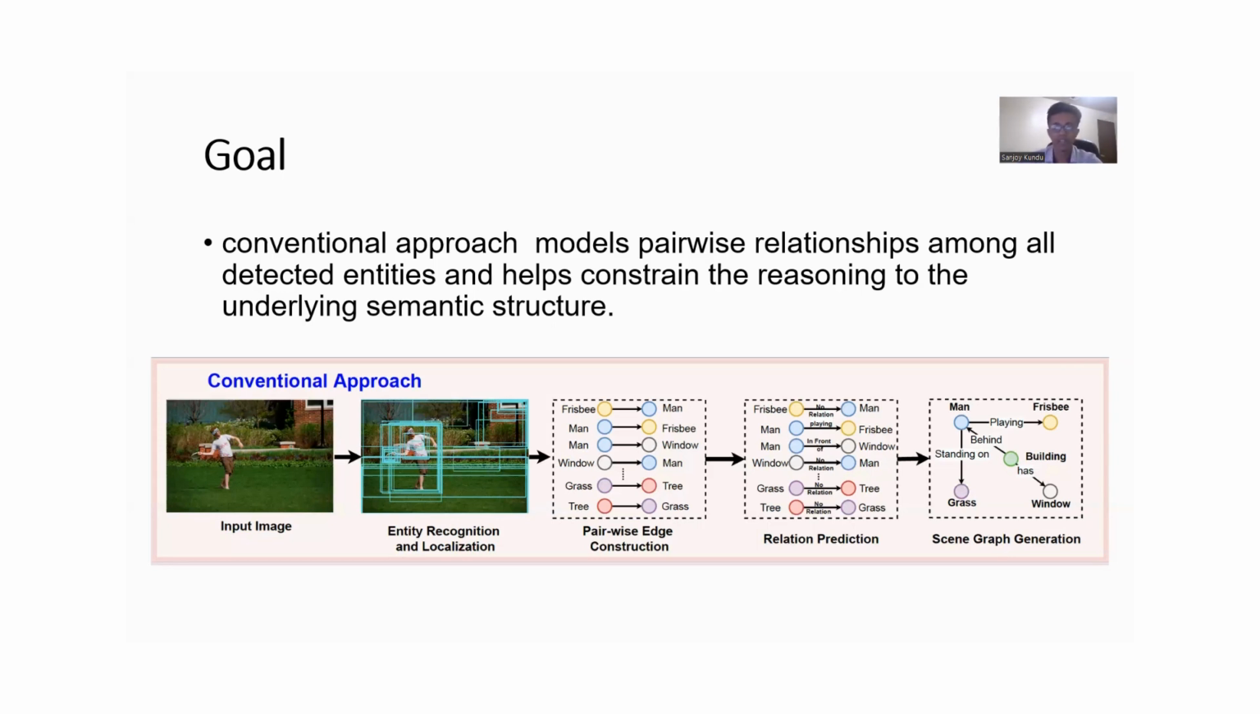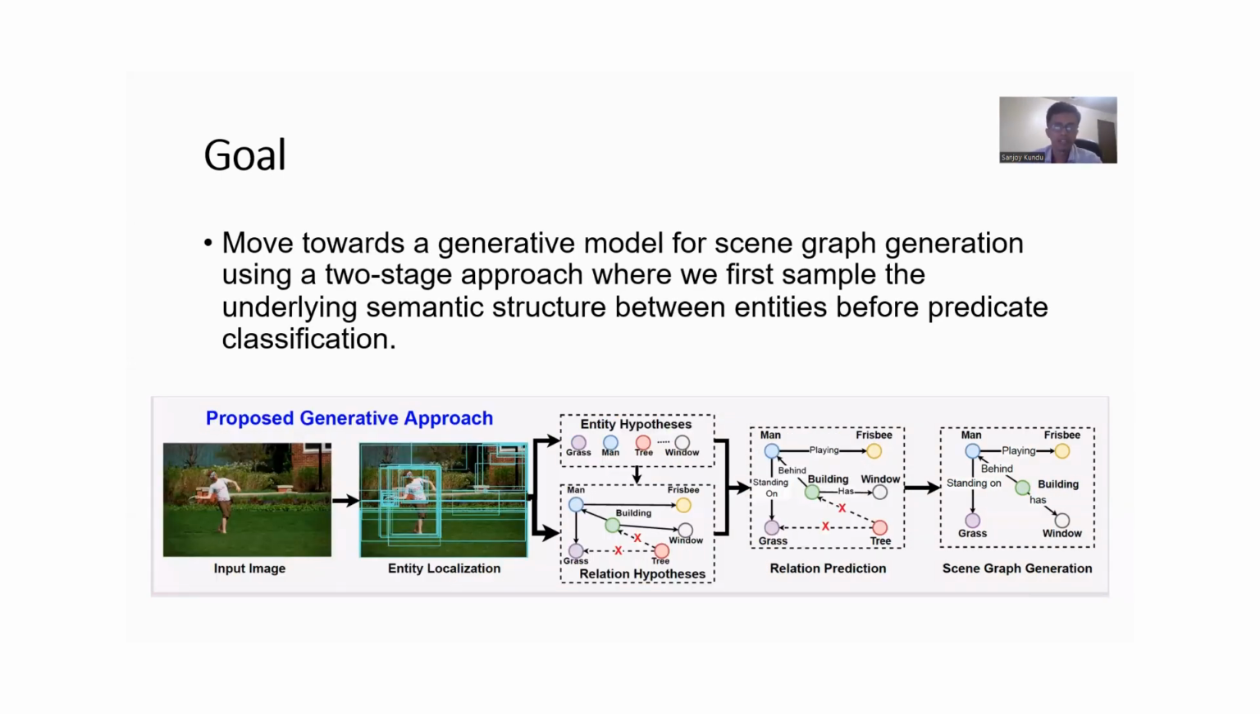For example, given an input image, we get object labels and bounding boxes using an object detector. In a conventional approach, the edge construction is performed using a permutation between all the objects except for the same object. Then a relation prediction model predicts the labels for the edges, including a background class, to generate the final scene graph.